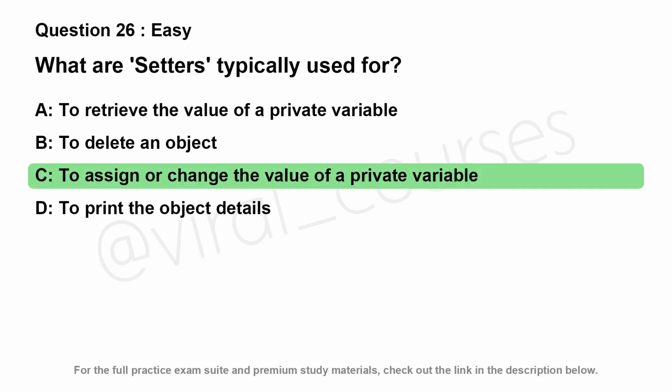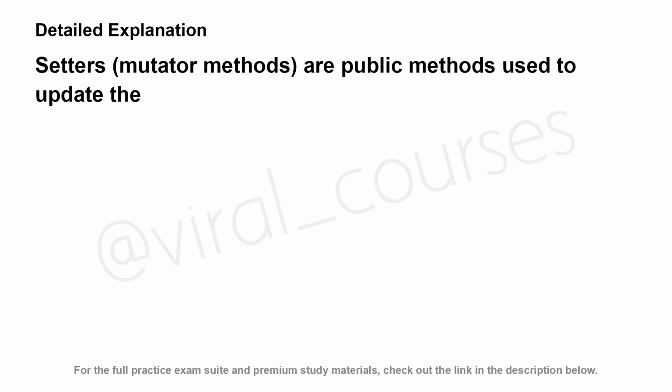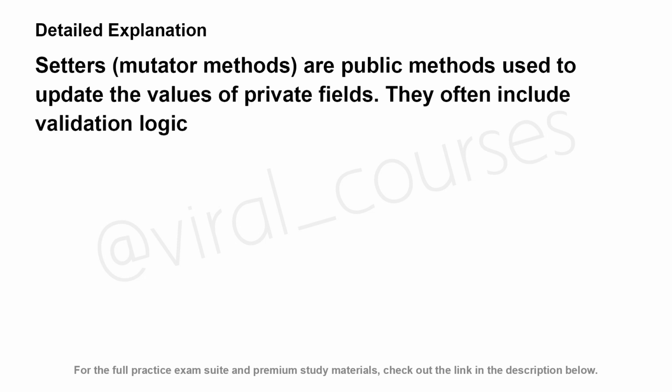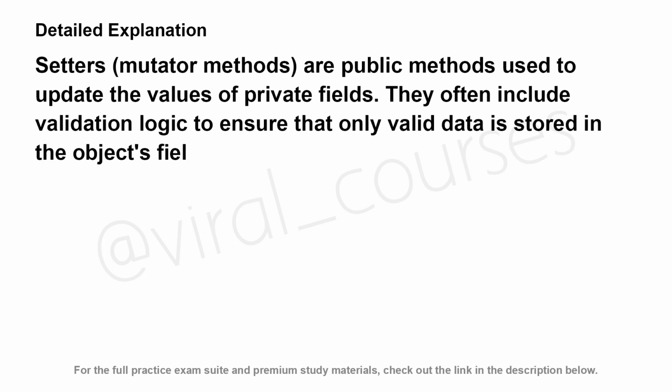The correct answer is C. Setters, mutator methods, are public methods used to update the values of private fields. They often include validation logic to ensure that only valid data is stored in the object's fields.